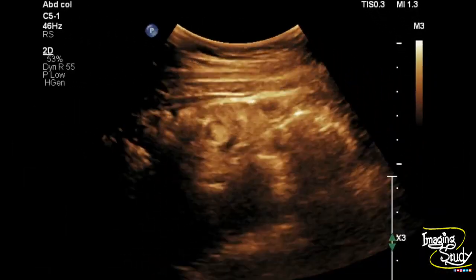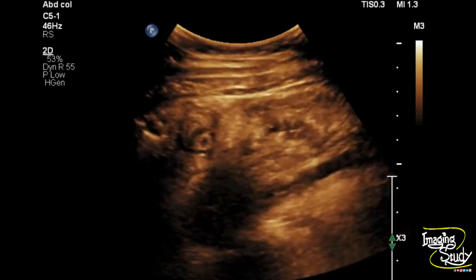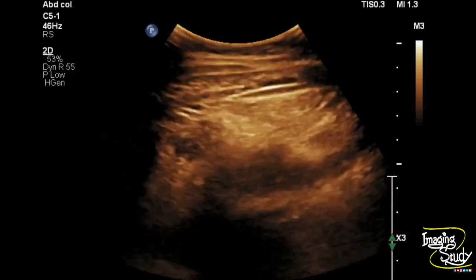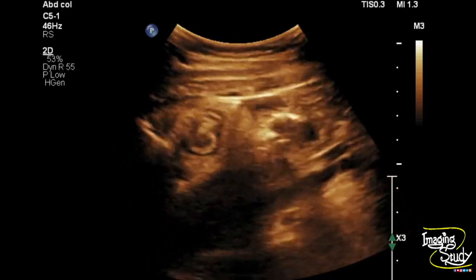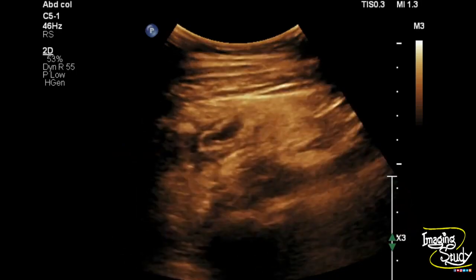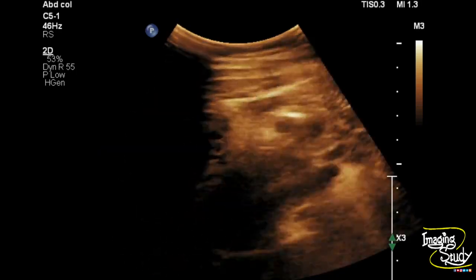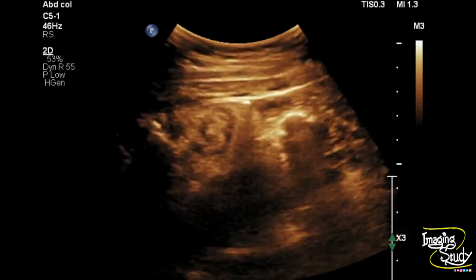Here you can see the curvilinear transducer view of the right iliac fossa. You usually don't see the acute appendicitis on curvilinear transducer. You should go for the linear transducer or high frequency ultrasound. But sometimes with curvilinear transducer, we can see the dilated appendix.